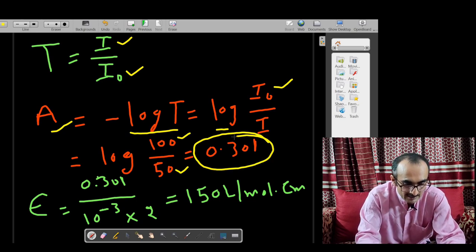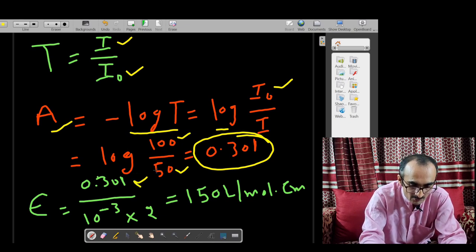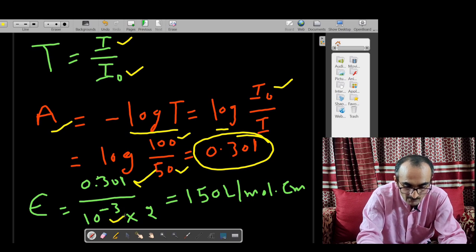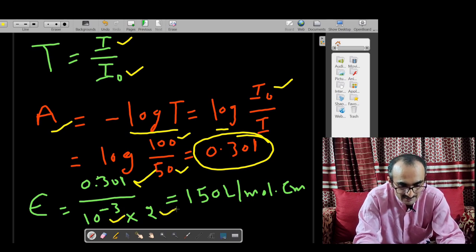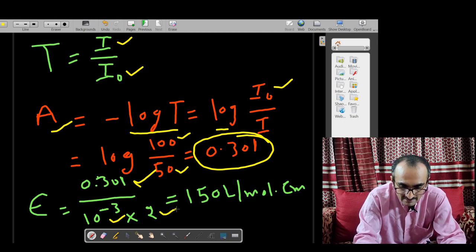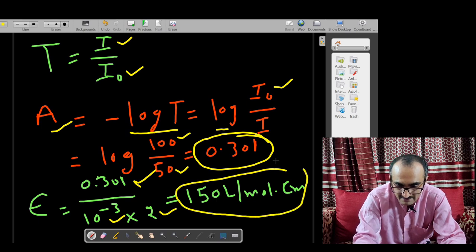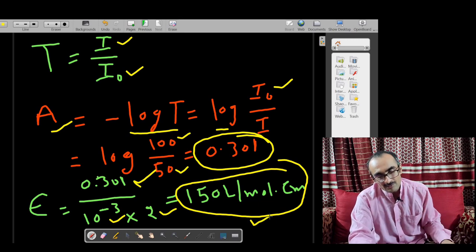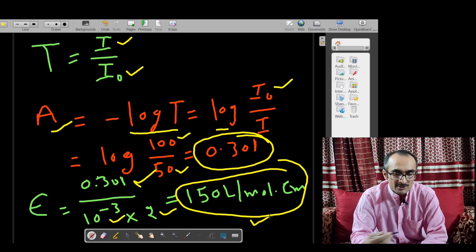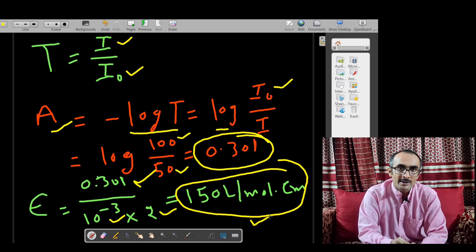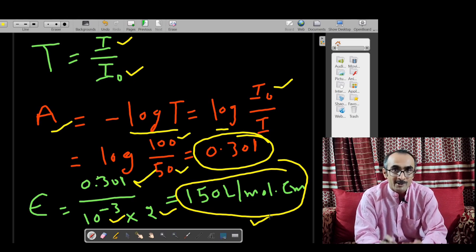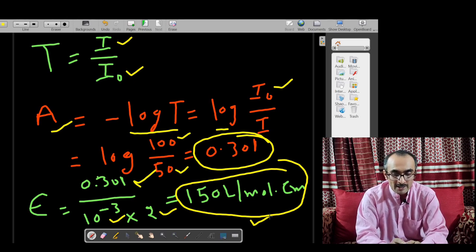Because we need to calculate the extinction coefficient, which is equal to absorbance divided by concentration, 10 to the minus 3 molar, and path length 2 cm, just simply put it into the formula, and the extinction coefficient you will get is equal to 150 liter per mole per centimeter. So this is the value of the extinction coefficient. That's how, using Beer's and Lambert's law, the concentration of a given compound and the extinction coefficient of the compound can be calculated if we have the absorbance of that compound at a given wavelength where the compound absorbs maximum.